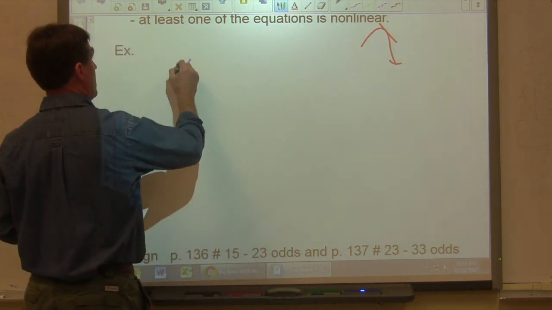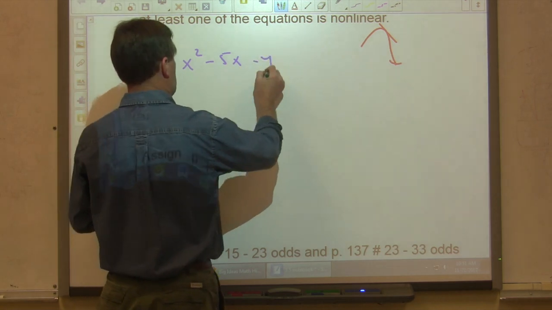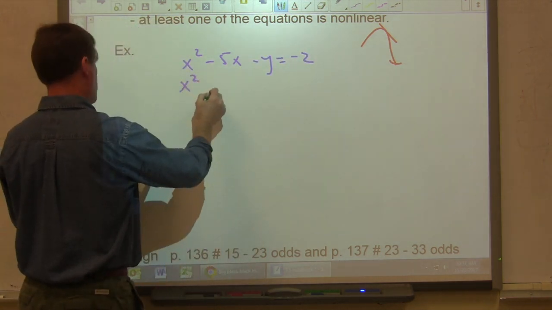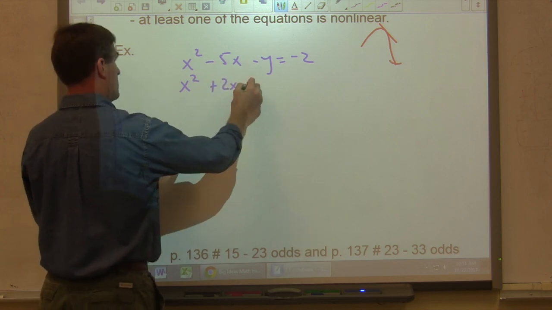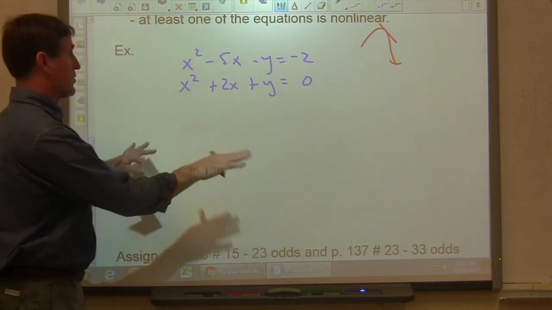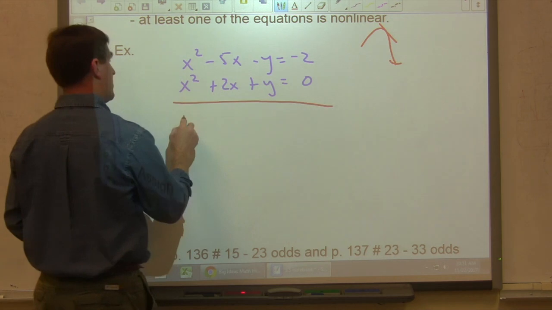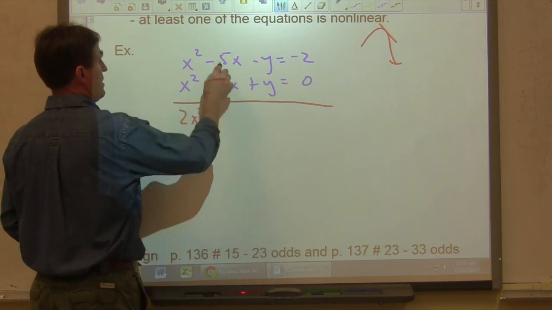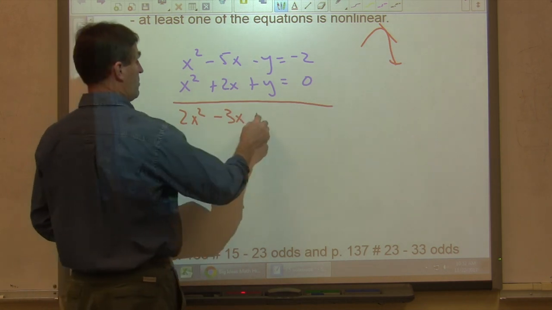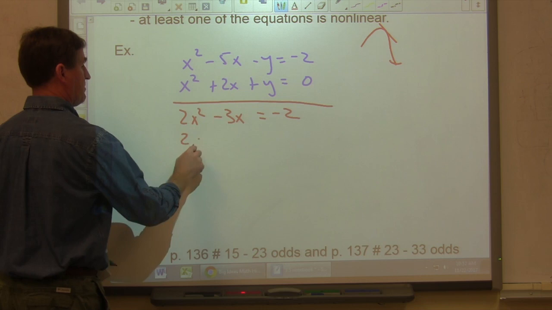So let's take x squared minus 5x minus y equals negative 2, and x squared plus 2x plus y equals 0. So I'm going to do this one by elimination. Our y's are already opposite, so we get 2x squared minus 5x plus 2x is a minus 3x equals negative 2. I'm going to set it equal to 0.